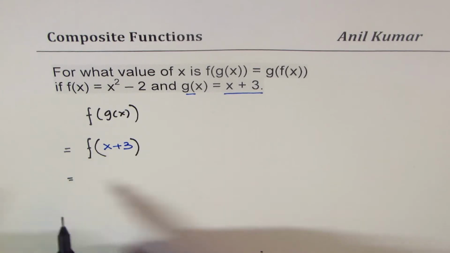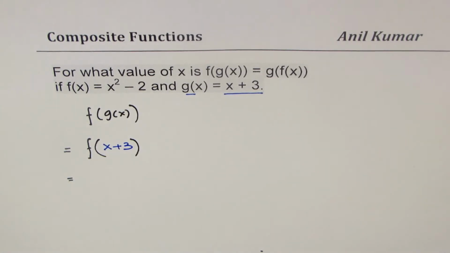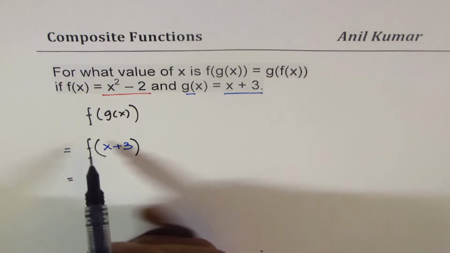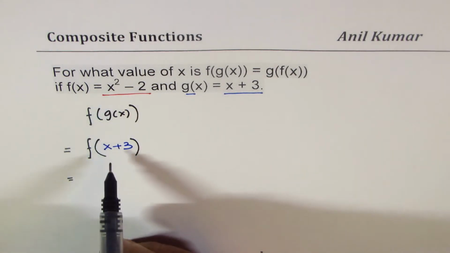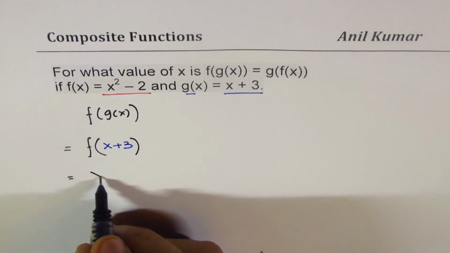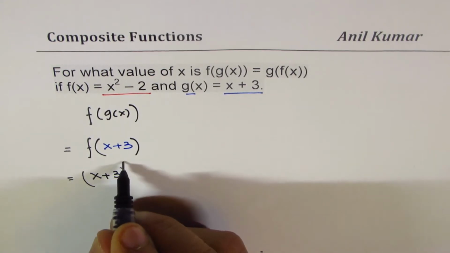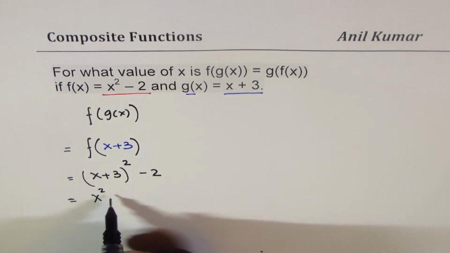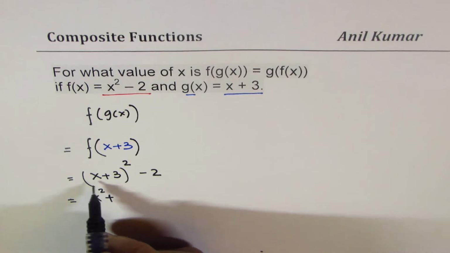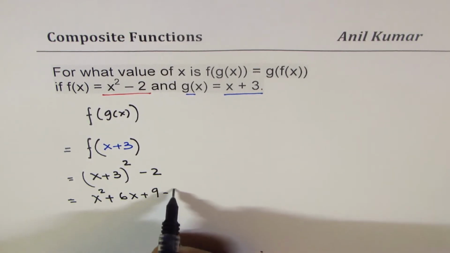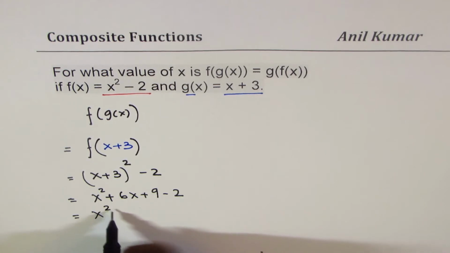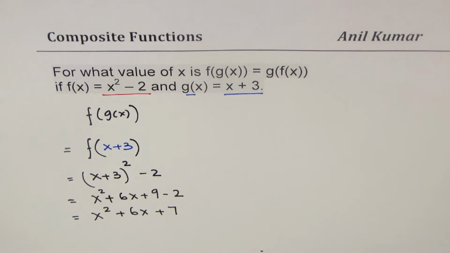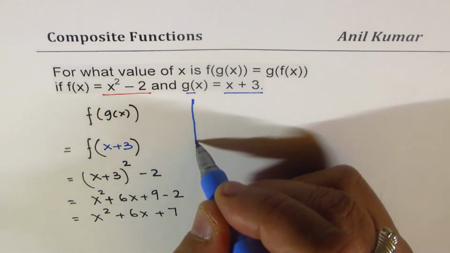Now, what is f of x plus 3? In f of x, we are given that it's a quadratic function, x squared minus 2. So for f of x plus 3, we have to replace that value of x with x plus 3. And therefore, we get x plus 3 whole square minus 2. Correct? Let us simplify this. So we have x squared plus 2 times 3x, which is 6x, plus 9 minus 2. And that could be written as x squared plus 6x plus 7. Correct? So what we have got here is f of g of x.